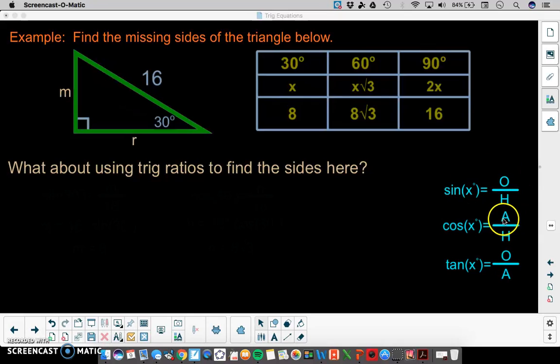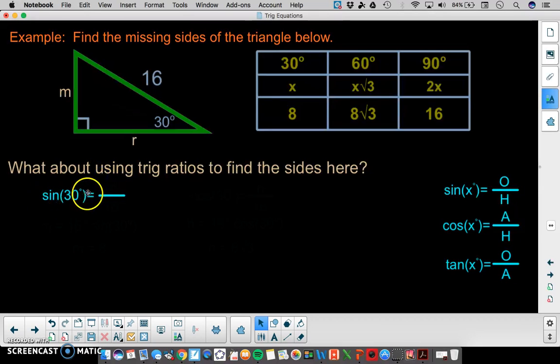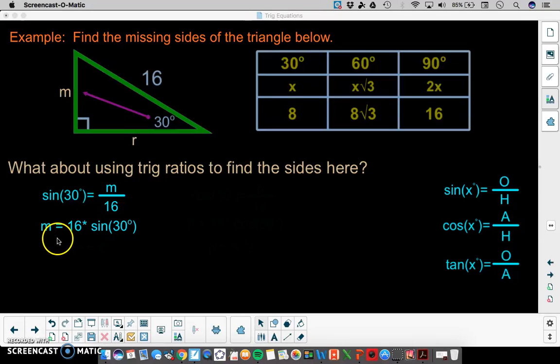So over here in our trig ratios, we know we could use one that includes the hypotenuse. We also know what our angle is, so we know that that will be our x degrees. So how about sine of 30 equals opposite, which is m, over 16. Well, to be able to solve for that variable m, I would need to multiply both sides by 16 and get m equals 16 times sine of 30. And I can plug 16 times sine of 30 into a calculator.